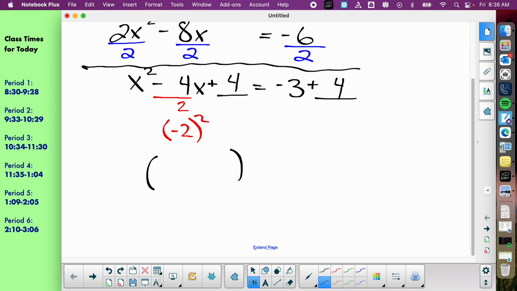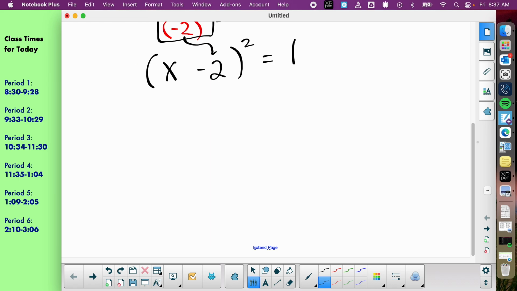And then this turns into the parentheses squared. This is the number that goes right here. So -2 would go in the parentheses. The whole thing squared goes up to the line, but just the individual number goes down in parentheses. And then this would be 1. And then from here, same thing.